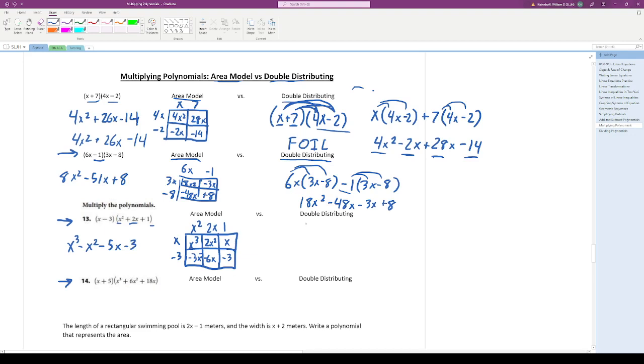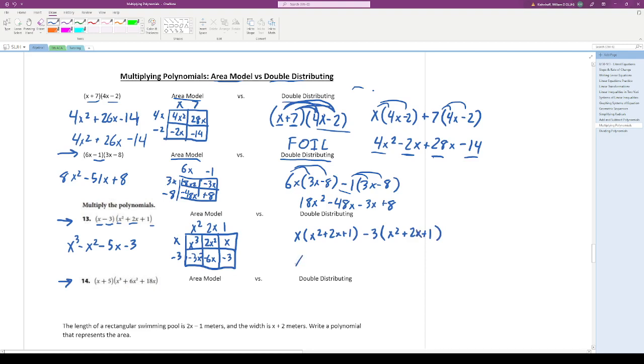For double distributing, we're going to, again, distribute these two terms across the entire second polynomial. So first, we'll do x times x squared plus 2x plus 1. Then we have minus 3 times the same thing, x squared plus 2x plus 1.